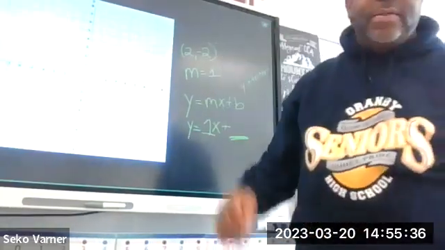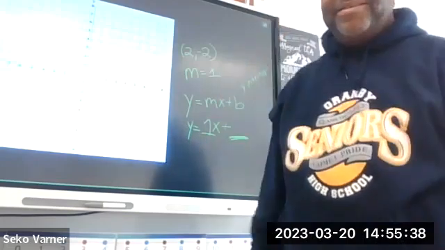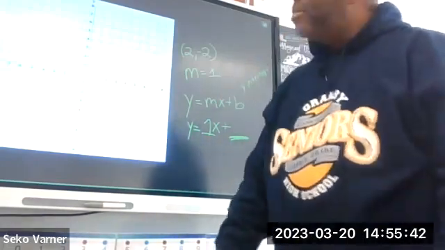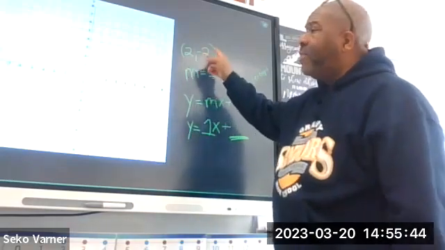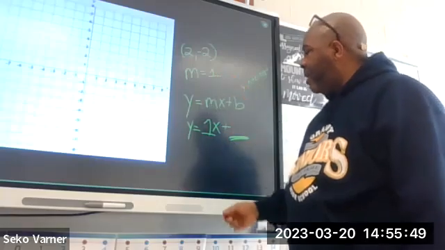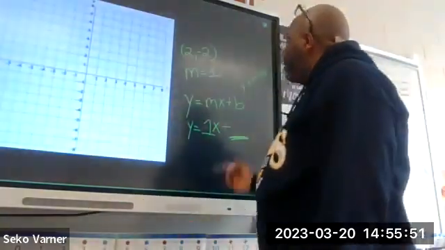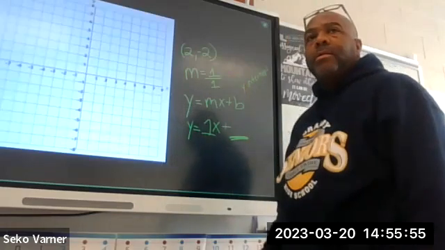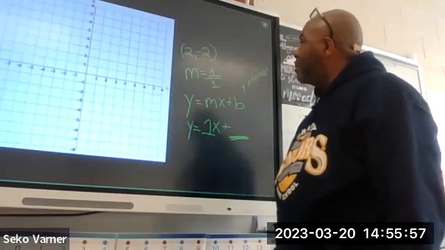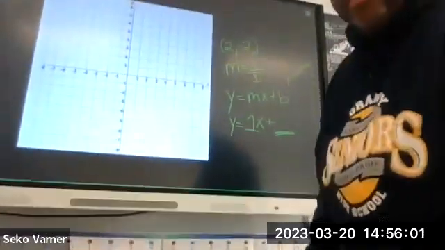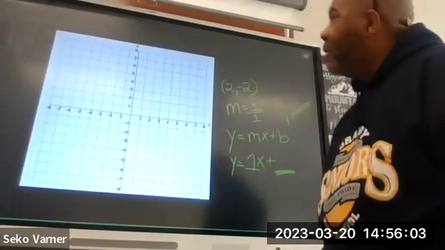Okay, so this one, what letter is it? 2, -2. So we have 2, -2. Those are our coordinates. Our slope is 1. And a slope of 1 means you go up 1 over 1. Okay? Okay, good. So let's go back to our graph.